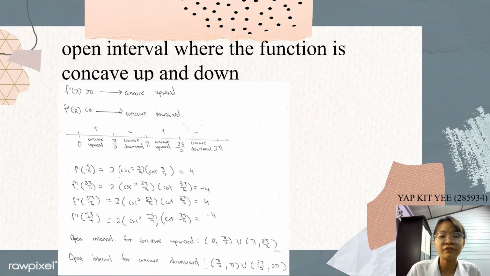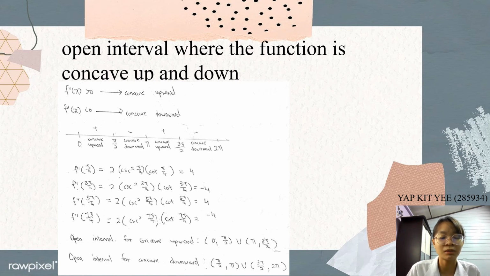How do we know whether the concavity is upward or downward? Firstly, we need to substitute a value into the second derivative of the function. If the answer we get is positive, it is concave upward. If the answer is negative, it is concave downward. We need to draw a line like this. The values that we put are 0, pi over 2, pi, 3 pi over 2, and 2 pi. It is because 0, pi, and 2 pi are the vertical asymptotes, and pi over 2 and 3 pi over 2 are the x-coordinates of the inflection points. Pi over 4 is located between 0 and pi over 2. The answer that we get is 4. So the concavity between 0 and pi over 2 is concave upward.